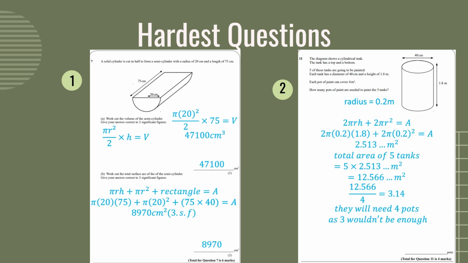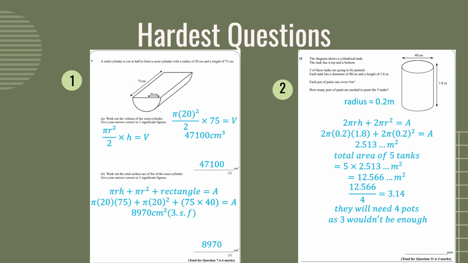So we use our surface area equation of 2 pi r times height plus 2 pi r squared, and we sub our numbers in, so 2 pi times 0.2 times 1.8 plus 2 pi times 0.2 squared equals our total surface area, which to 3 decimal places is 2.513. Make sure you put the dots, because that means it keeps carrying on, which the number does.